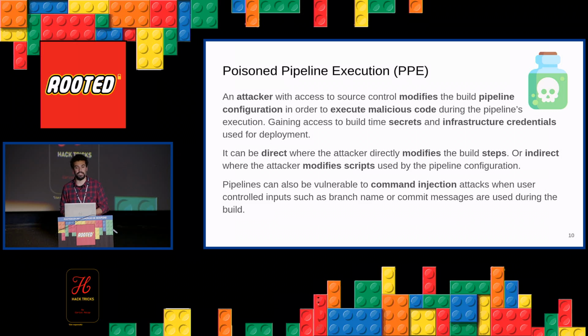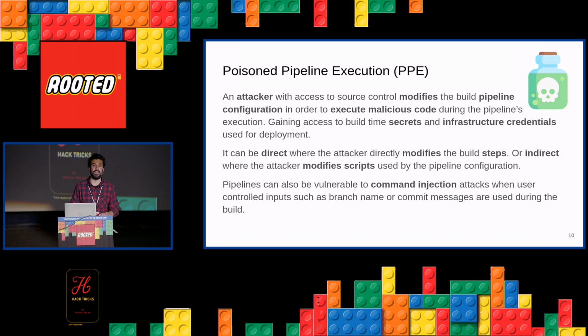This is when an attacker can just modify the configuration files of a pipeline, and therefore they can change what's running in each of the steps. This could give them access to secrets and infrastructure credentials, as we mentioned. There's several types of PPE. The first one is direct, and the second one is indirect. In the first one, the attacker has the ability to directly modify the steps in the pipeline, like in the configuration files. Normally, it's like a YAML file. And indirect ones are where the configuration files in the steps are calling other scripts, and the attacker has the ability to change those scripts.